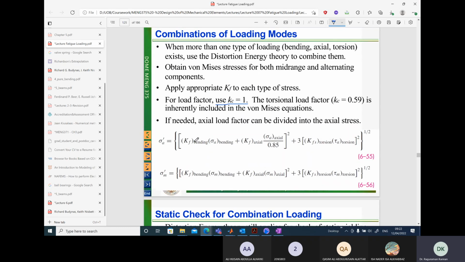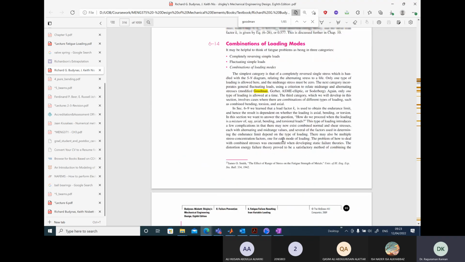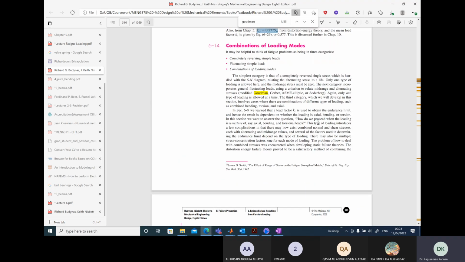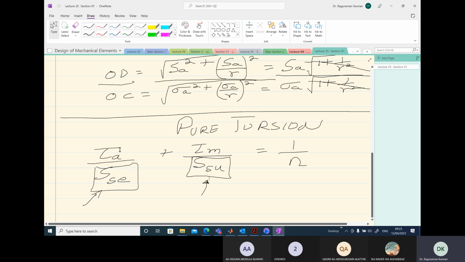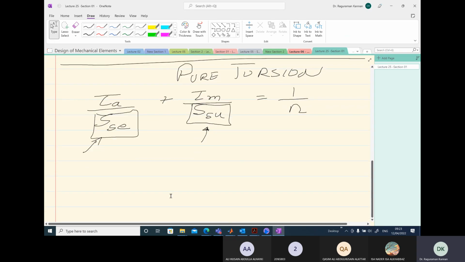Okay, so this is for the von Mises stress. How do I use these von Mises stresses? Where do I use them? You will use them in the same way as we have solved problems with the pure bending moment load or axial load. Which means I will use them in the Goodman, Gerber, semi-elliptic and Soderberg equations. Wherever the terms sigma A or some other terms appear, there I will replace them by the corresponding values.